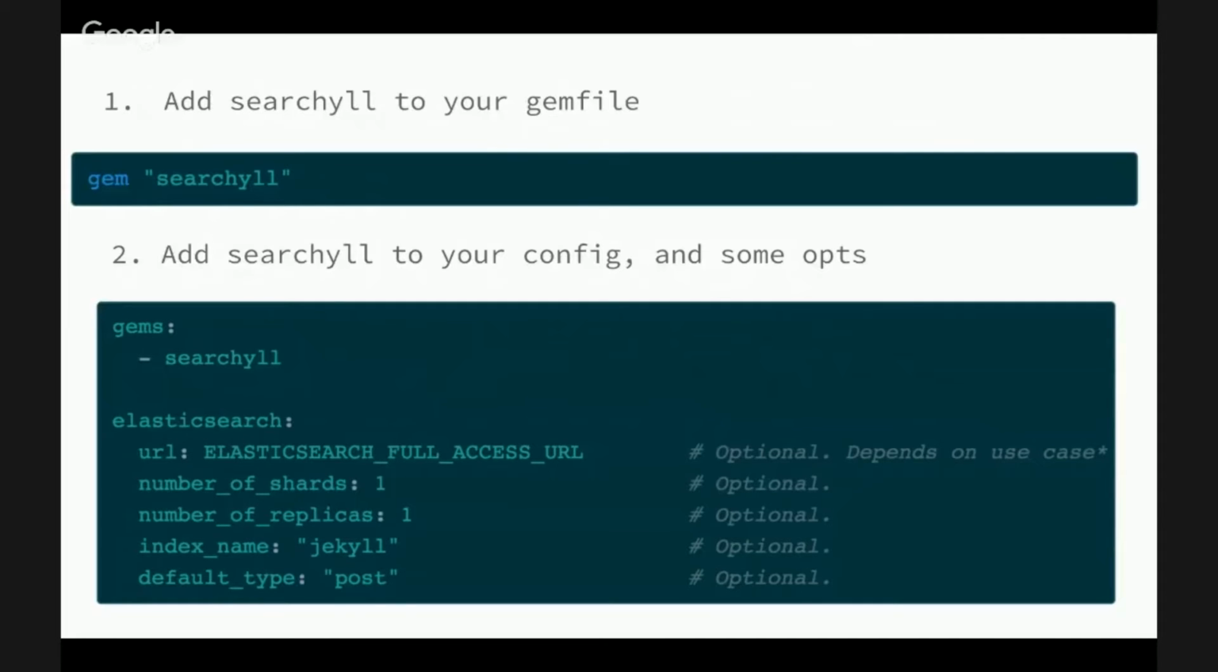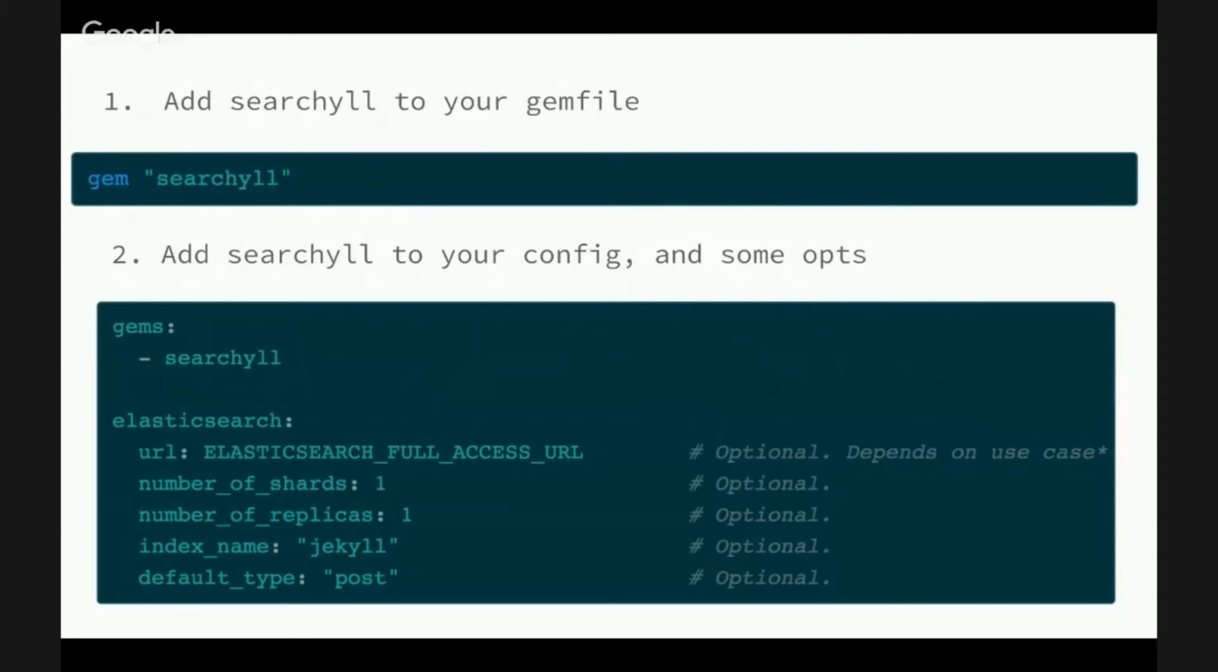And your default type, this is an Elasticsearch concern. I'm just calling it post, but you can call it whatever you want. Maybe you're using some interesting use case with e-commerce and you're selling paintings or whatever, so your default type could be painting, or I don't know. That's the great part about this, is I'm excited to see how people use it.